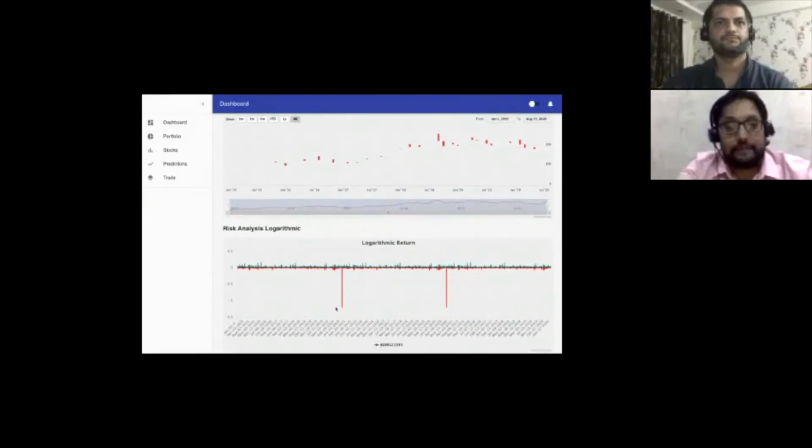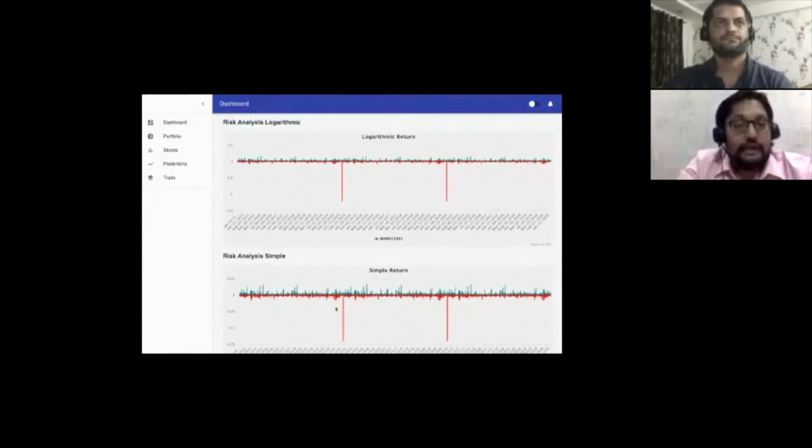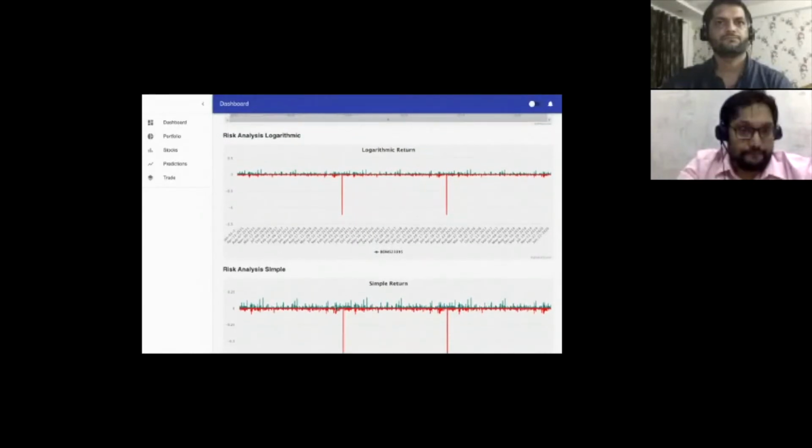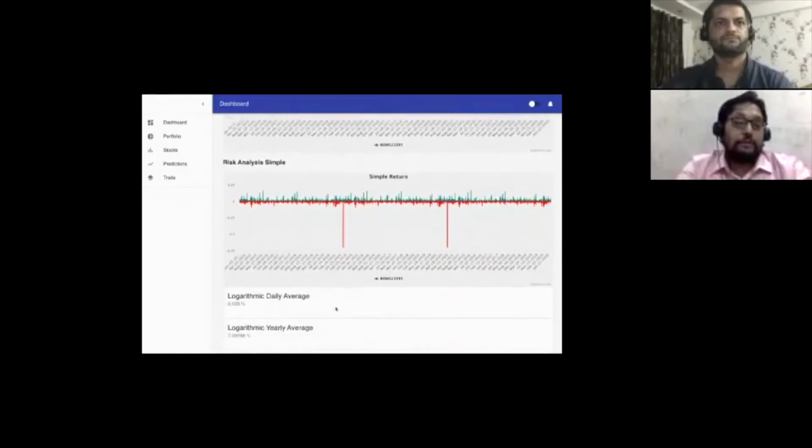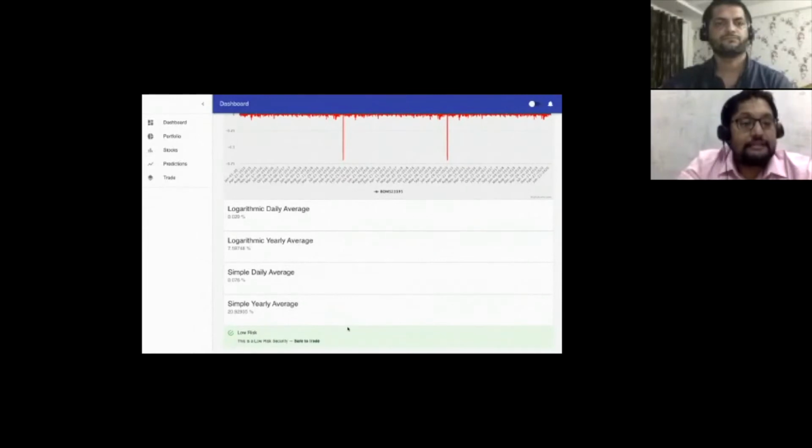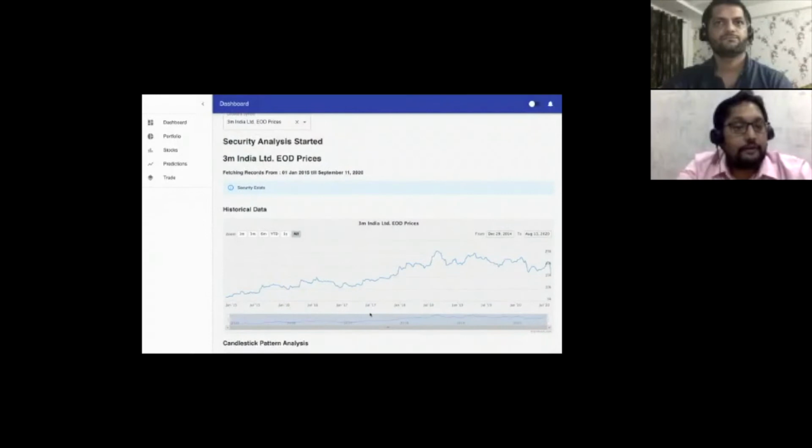If you see, this particular security has a really high return. If you go down, this security is giving a high return, and this is a low risk security. If you see the price of this security as well, over a period of time the price has drastically increased, so definitely the risk of making a trade in this security is really low.